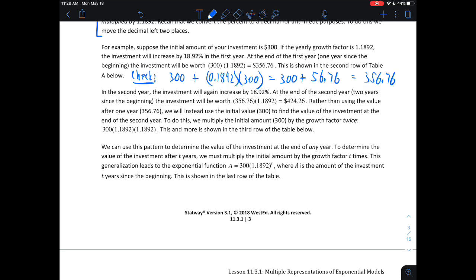Finally, on the last paragraph of the previous page, we can use this pattern to determine the value of the investment at the end of any year. To determine the value of the investment after T years, we must multiply the initial amount by the growth factor T times. This generalization leads to the exponential function capital A is equal to 300 times 1.1892 raised to the T power, where capital A in this form is the amount of the investment T years since the beginning. This is shown in the last row of the table.